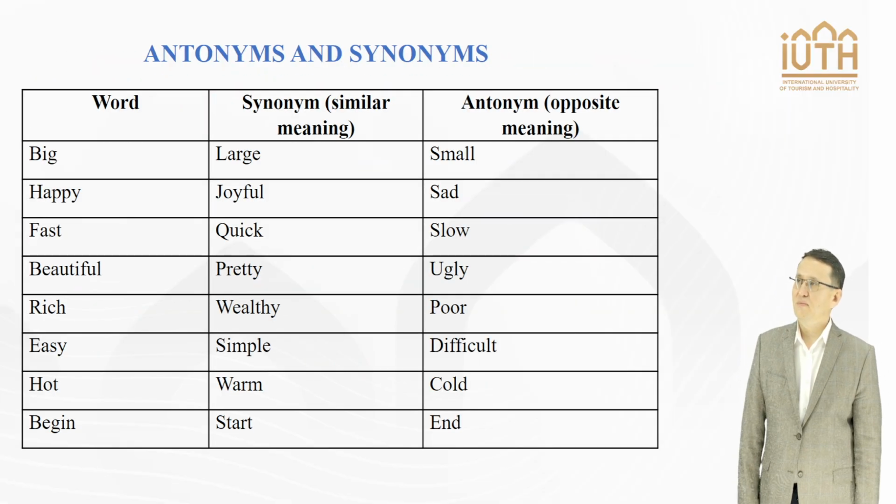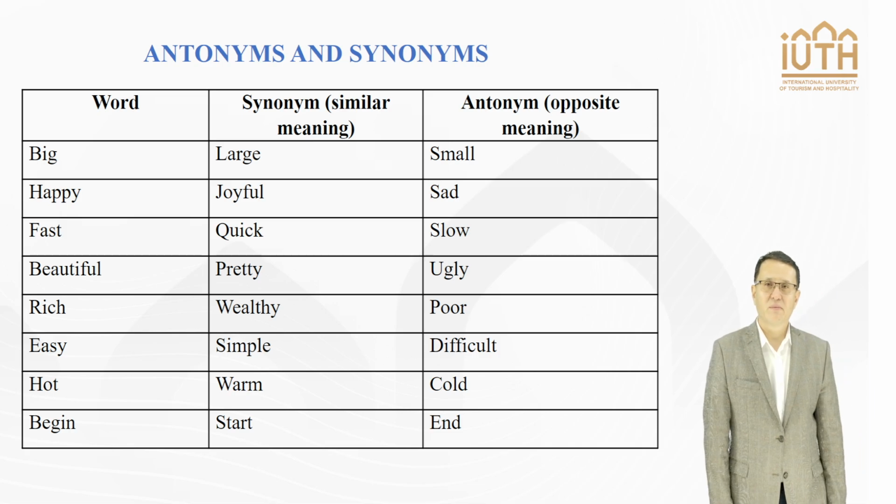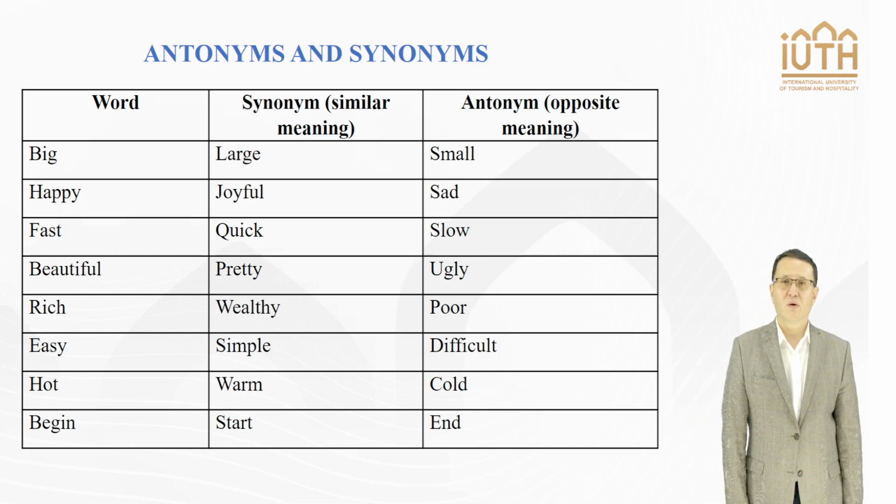Okay, antonyms and synonyms. The next grammar material we will discuss is the use of antonyms and synonyms. Synonyms are words that have the same or nearly the same meaning. Example: big, large; happy, joyful; begin, start. Antonyms are words that have opposite meanings. Example: big, small; happy, sad; begin, end.